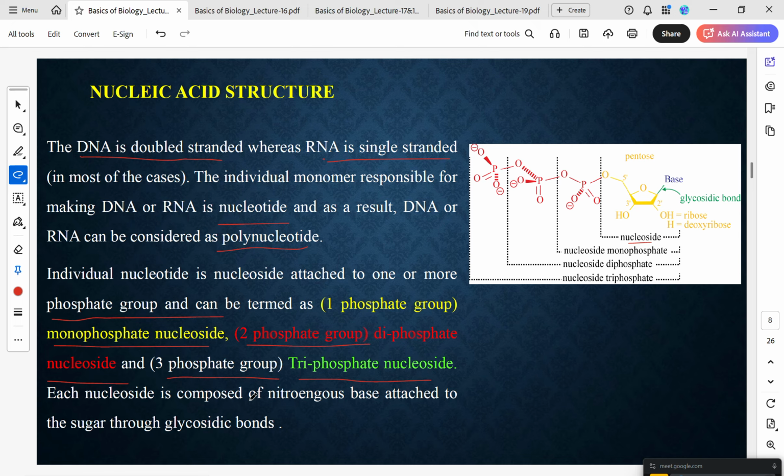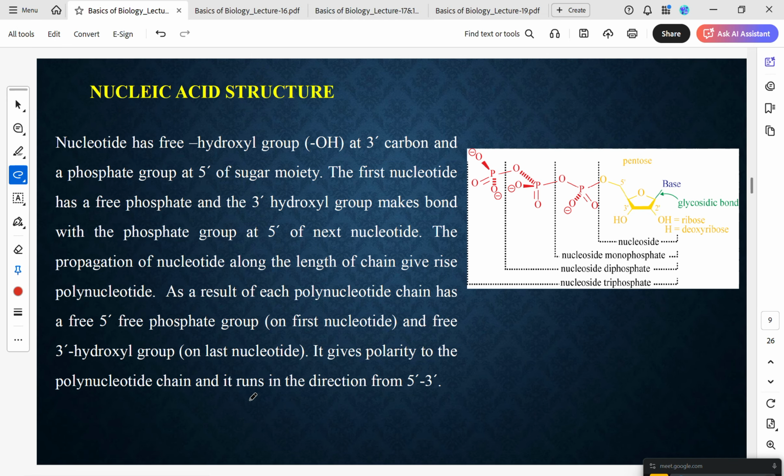And then the nitrogenous bases bind to the sugar through glycosidic bonds. The sugar will have attached to the phosphoric acid backbone. Okay, so the nucleotide has a free hydroxyl group at the 3' carbon and a phosphate group at the 5' carbon of the sugar moiety, and this is how we know the directionality of the strand of the DNA or the RNA.